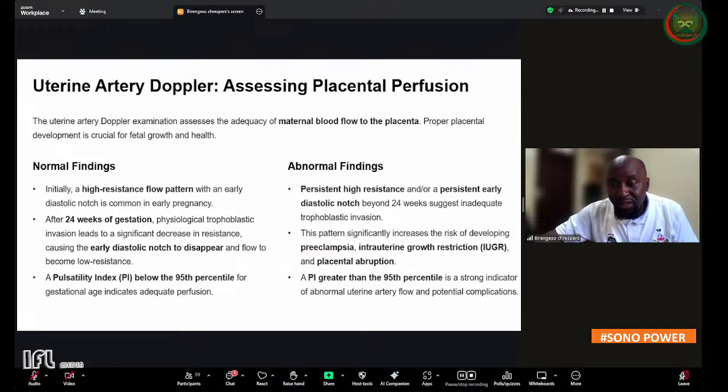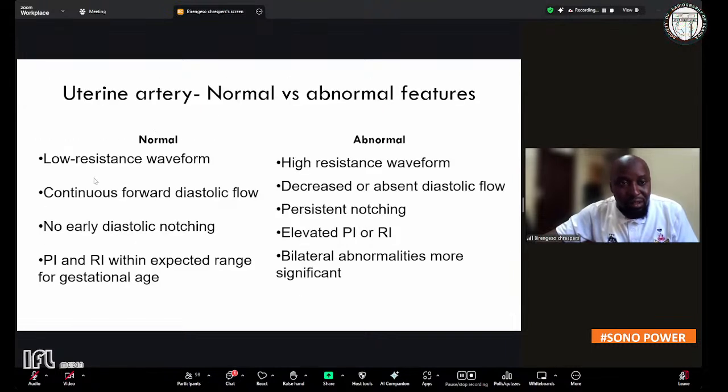This pattern significantly increases if we see the persistence of a high resistance waveform or an early diastolic notch. We think of IUGR, placental abruptio, pre-eclampsia. And if the pulse index is greater than the 95th percentile, or the resistive index is greater than 0.6 of the vessel, still the low resistance waveform is okay.